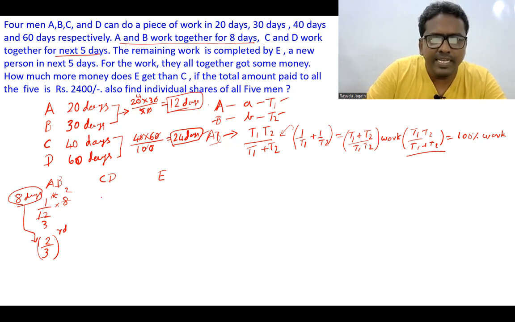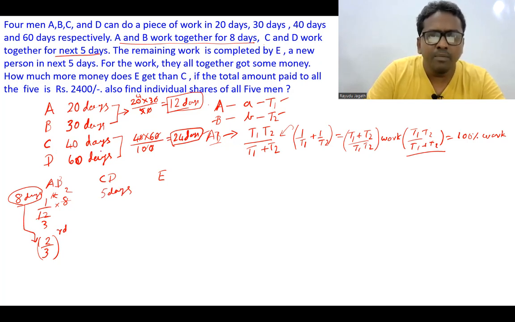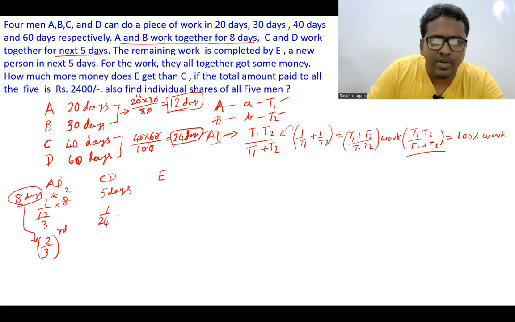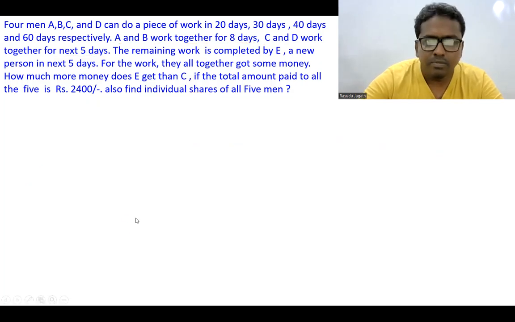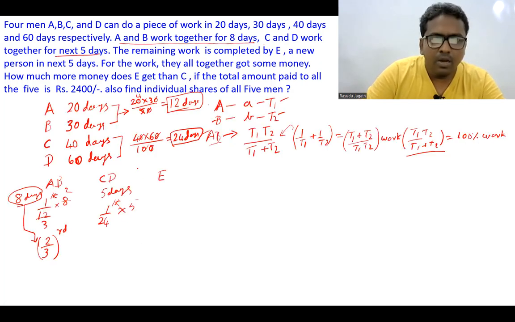During the next 5 days, what is the one day work of C and D? C and D can complete the work in 24 days. So in one day, they can do 1 by 24th part of the work. Therefore, this is 1 by 24th part of the work into 5 days. So they can complete 5 by 24th part of the work.